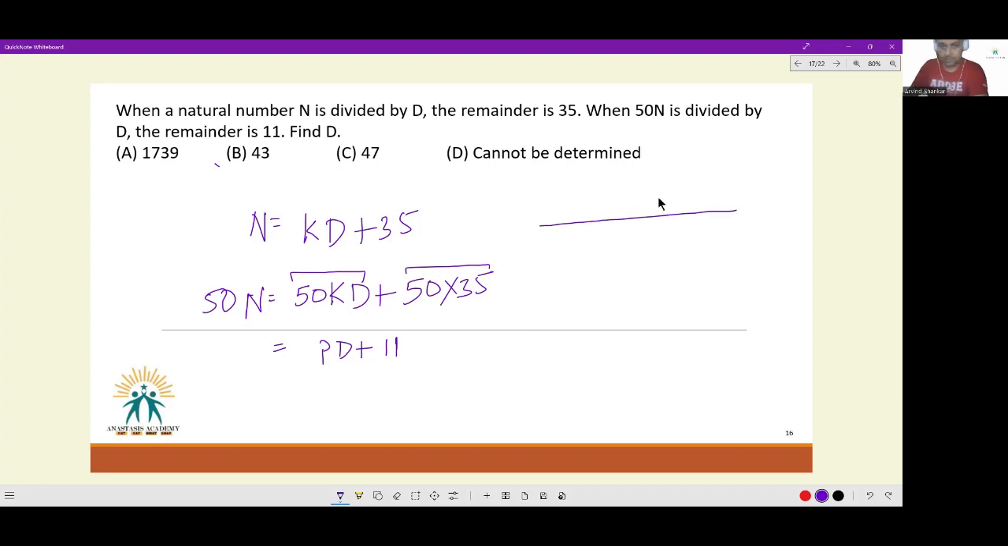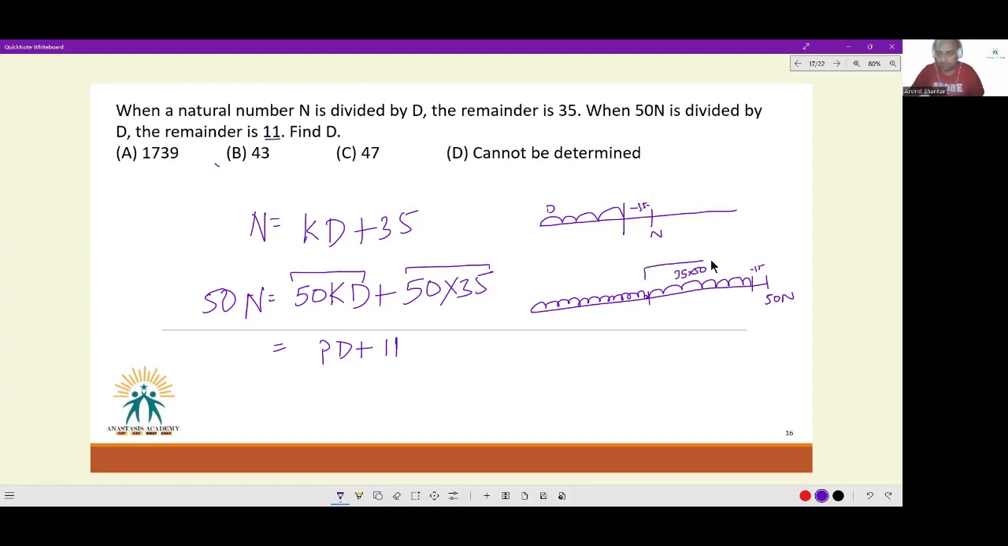See, diagrammatically, what is happening is, if n was something like this, some jumps of d, and you were left with 35. Now that I have taken 50 times of n, it is a very large number. This is 50n. If we were to place it this way itself, I would have had 35 placed 50 times right at the end after the initial jumps of d. But previously, d could not make a further jump because d was larger than 35. But that may no longer be true. d can potentially make more jumps, and in fact, the question tells us it does make more jumps. And this time, it ends up 11 away from 50n. The remainder, when 50n is divided by d, is 11.